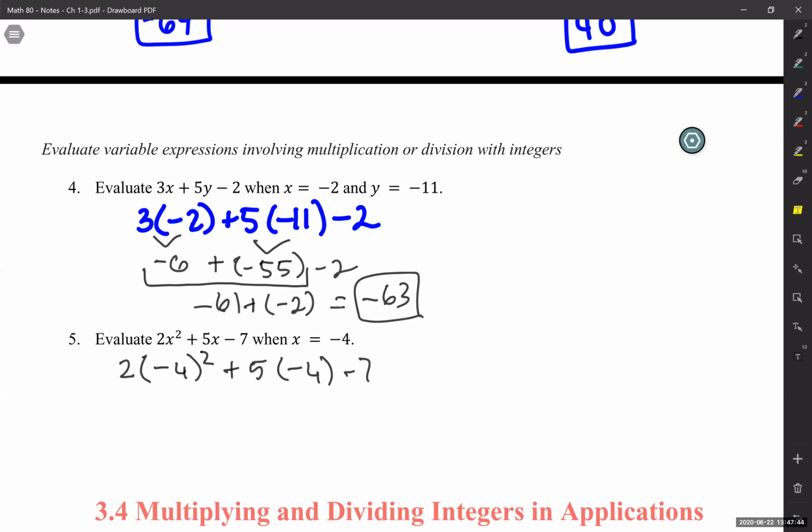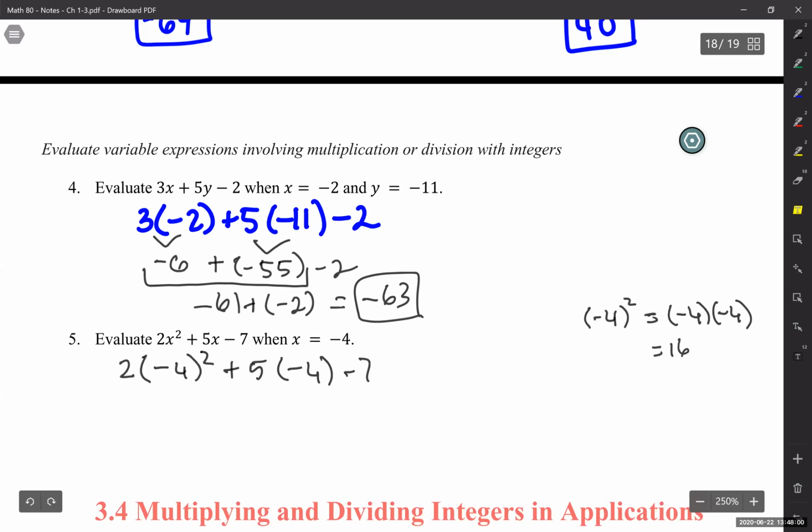So first up, I have an exponent. And I'll just do it off to the side here. (-4) squared. Since the parentheses are around the -4, that means I have -4 times -4. That whole thing in parentheses is squared. And now since I have same sign multiplication, the answer turns out to be positive 16. So here we have 2 times 16, and then the rest of the problem we will do step by step.